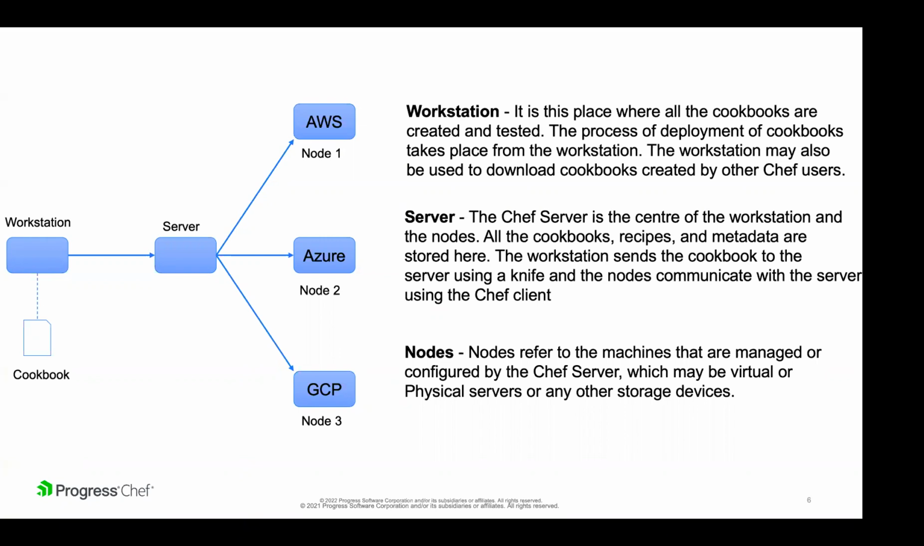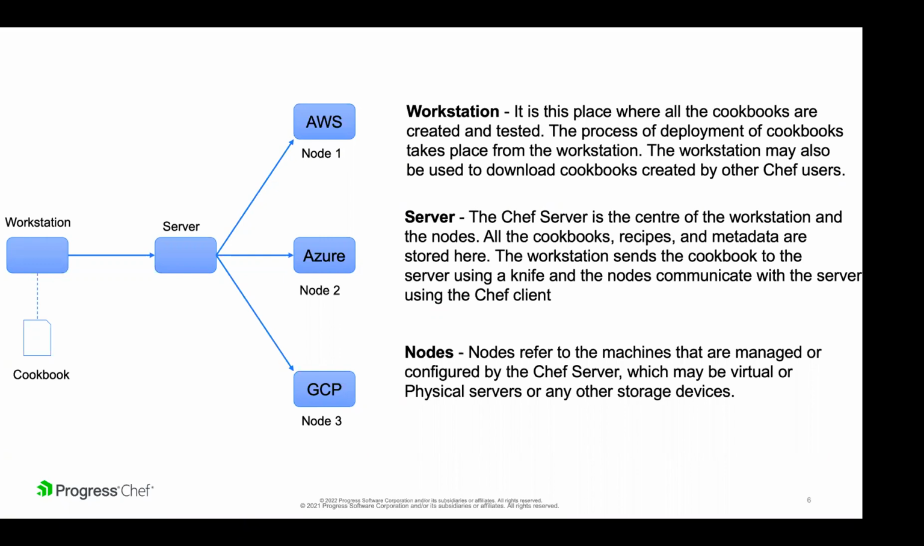Next, let me explain what a Chef server is. A Chef server is, you can say, the center between the workstation and the nodes. All the cookbooks, recipes, and metadata which you write on your laptop or workstation are pushed to the server using knife as a command. And the nodes, which you can see at the right, AWS, Azure, and GCP, communicate with this server using Chef client.